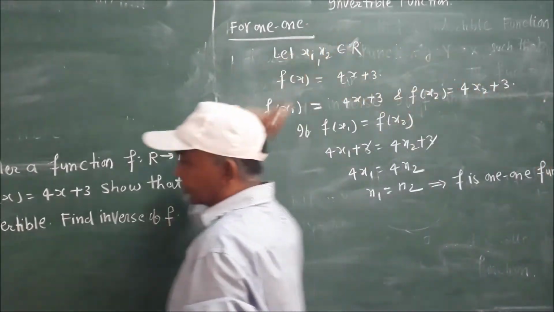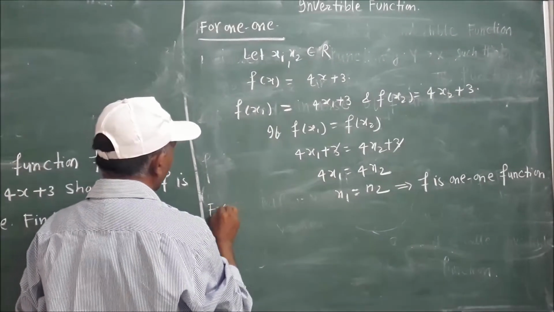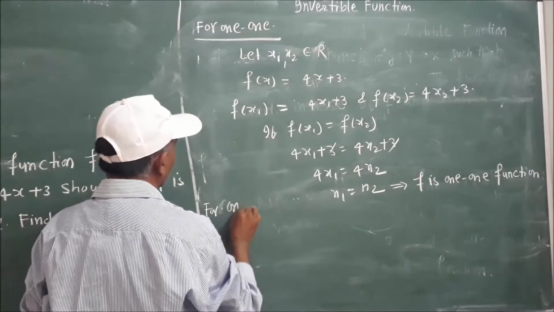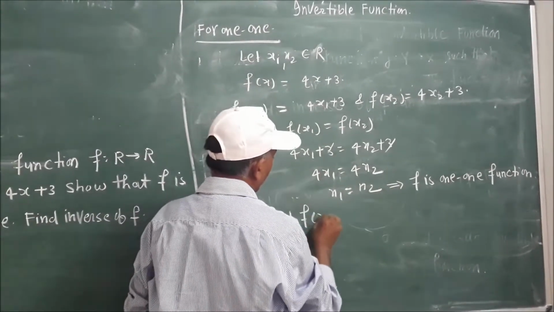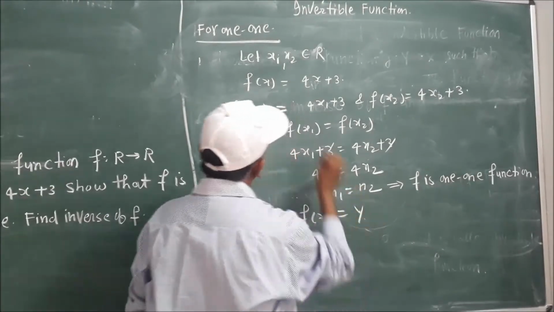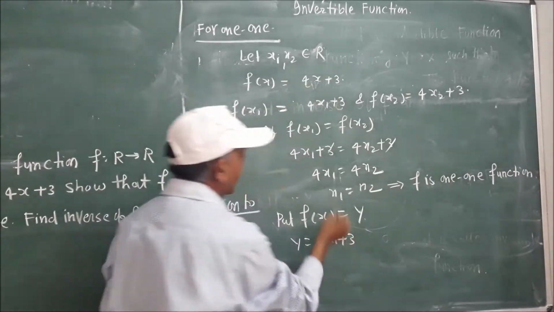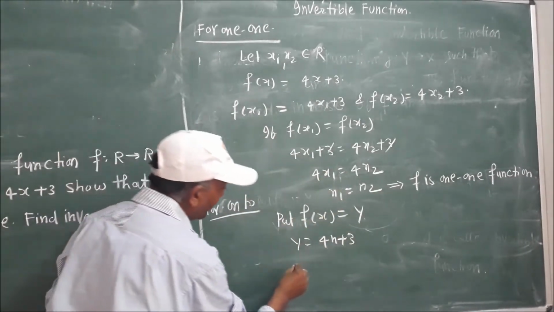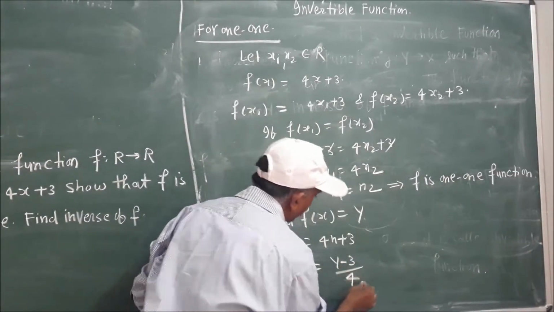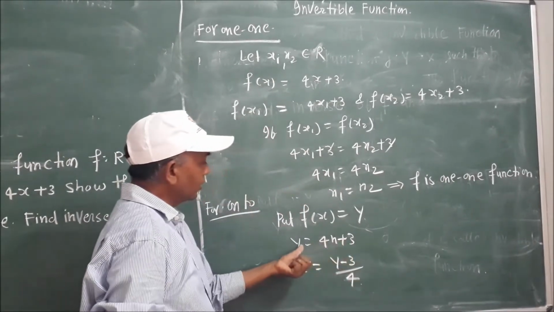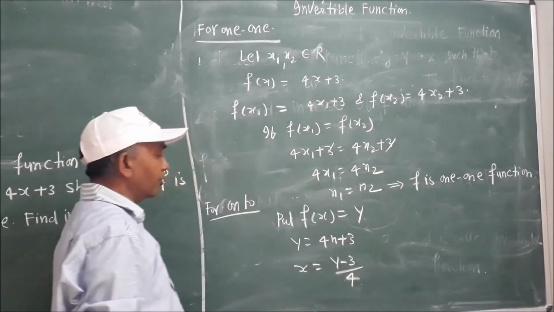After that, we have to show that this function is an onto function. For an onto function, you put f(x) is equal to y. So y must be equal to 4x plus 3. So find the value of x here. If you find it, the value of x will be equal to (y minus 3) upon 4. x will be equal to (y minus 3) upon 4.